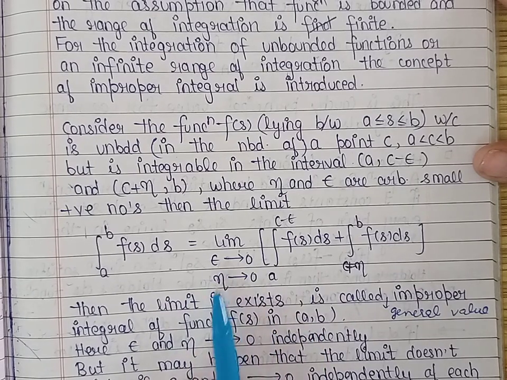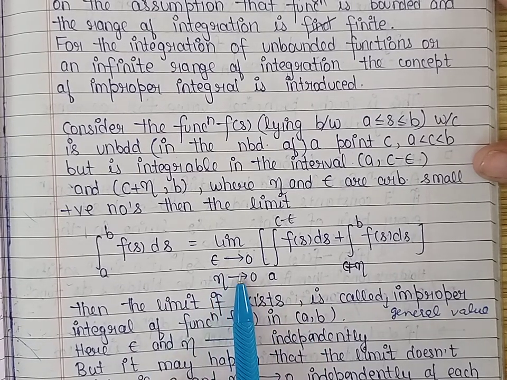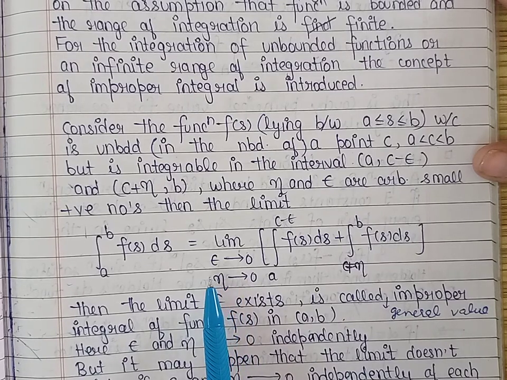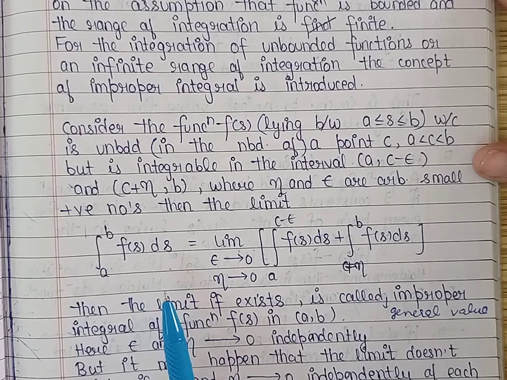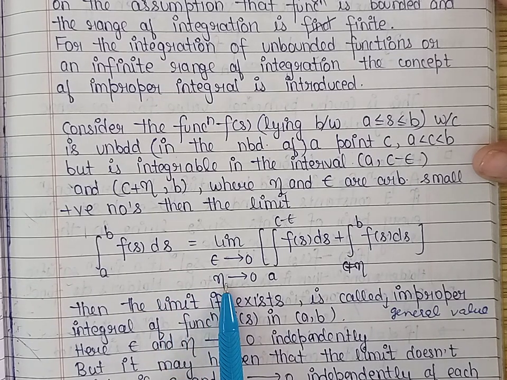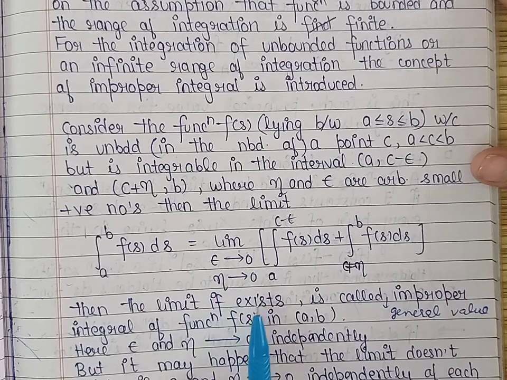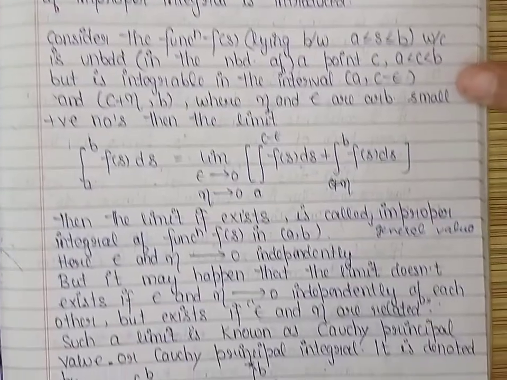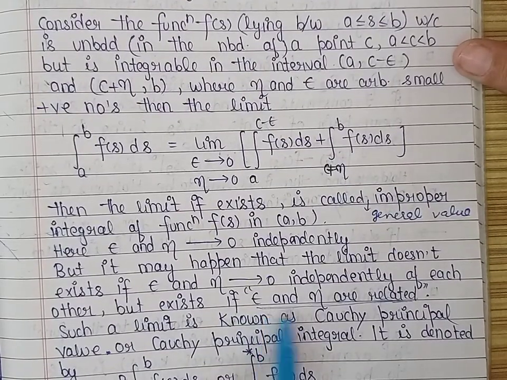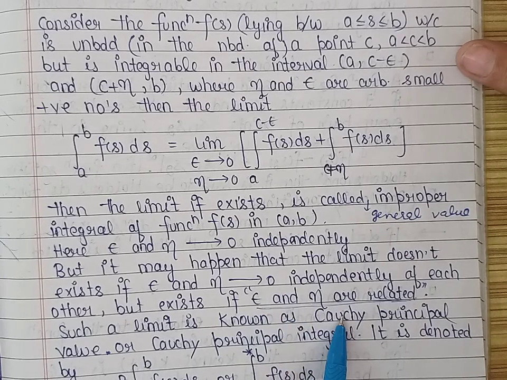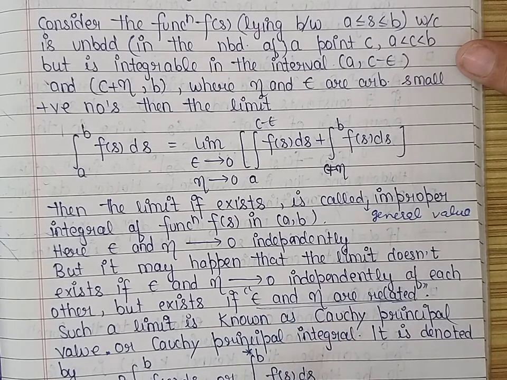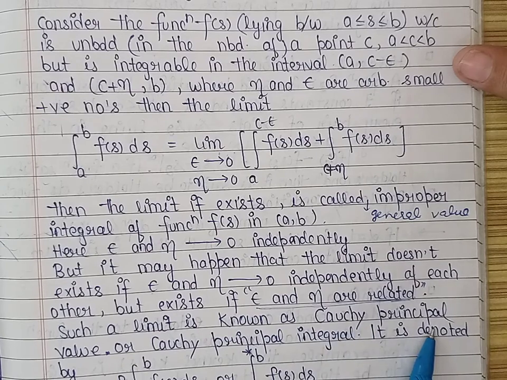Here epsilon and eta approach 0 independently, but sometimes it happens that the limit does not exist when these two approach 0 independently of each other, but exists if epsilon and eta are related to each other. In such a case, the limit is called Cauchy principal value.